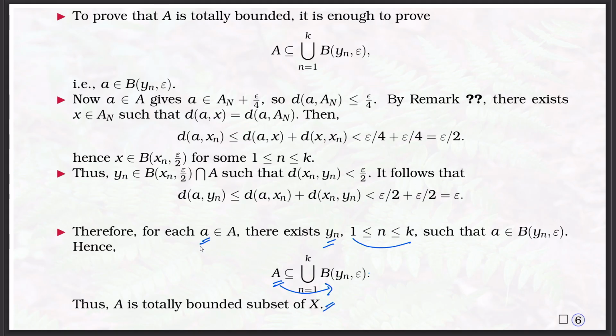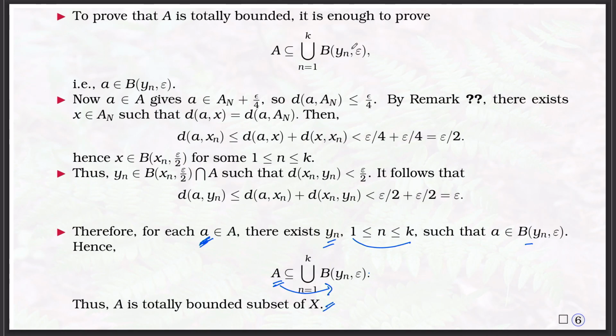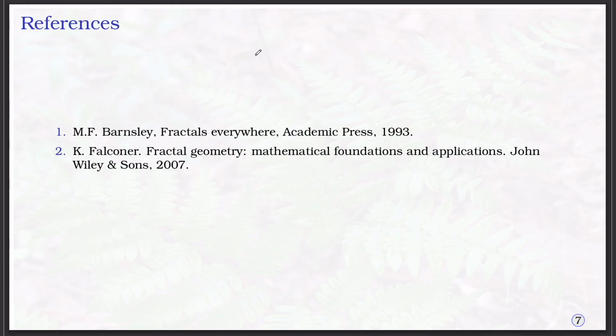We achieved this by proving it for an arbitrary a in A, and we arrived at this, therefore A is a subset of this union, then A is a totally bounded subset. So, we proved the dilations and the total boundedness of the set A, and for more details one can use Professor M.S. Barnsley's reference book for the more detailed proof.